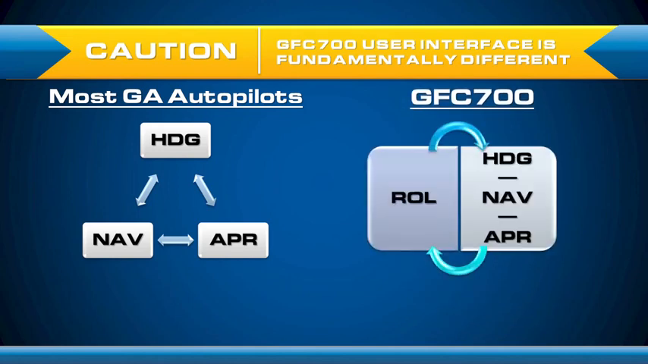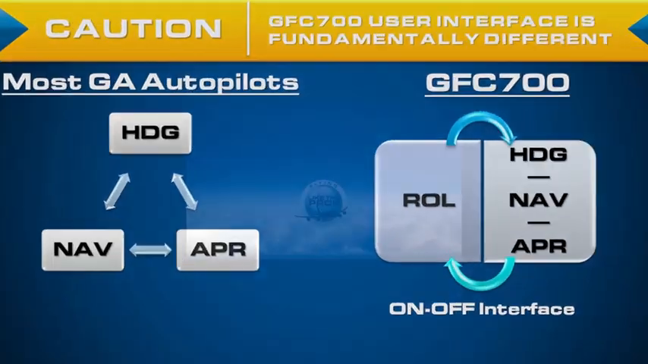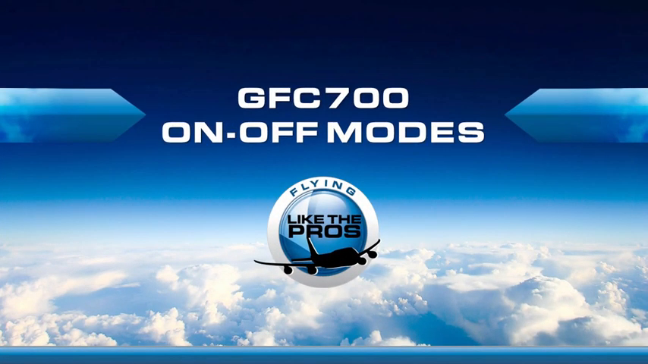The GFC700 operates differently. It has what we call an on-off interface. To go into a mode, you press the button to turn it on, but if you press the button a second time, it turns it off. During your transition to the GFC700, your fingers will do the wrong thing until you get used to this on-off behavior. So you always need to check your modes before and after making new selections. Let's break down the on-off modes in more detail.